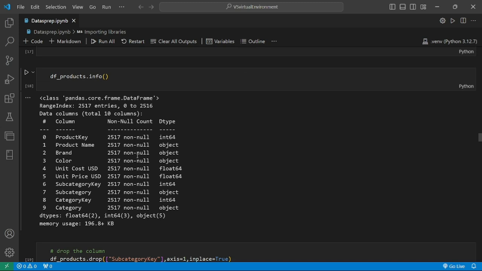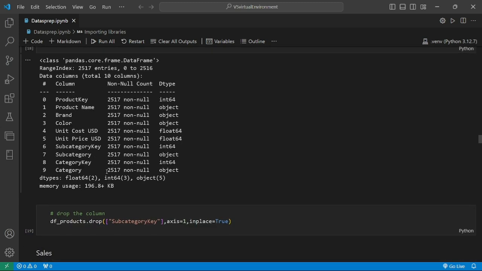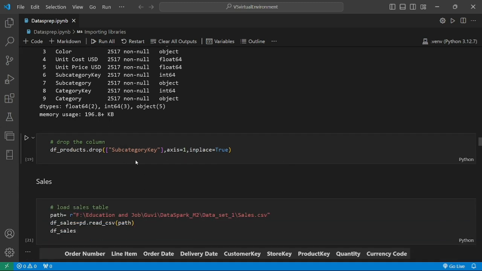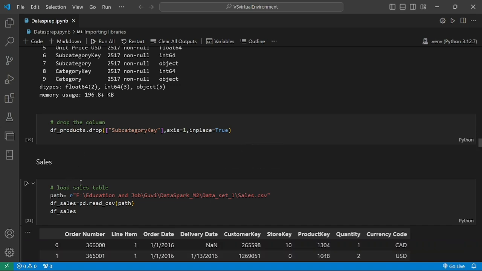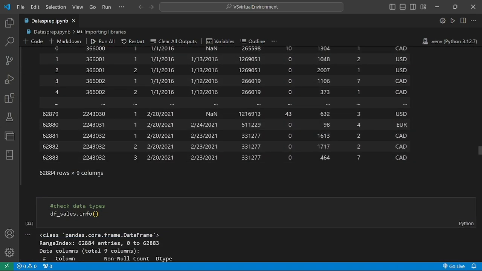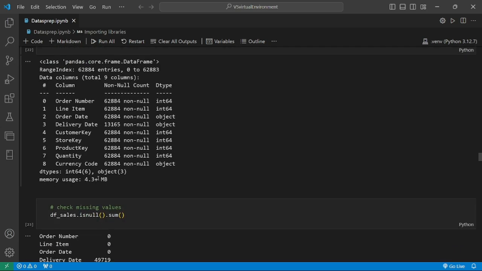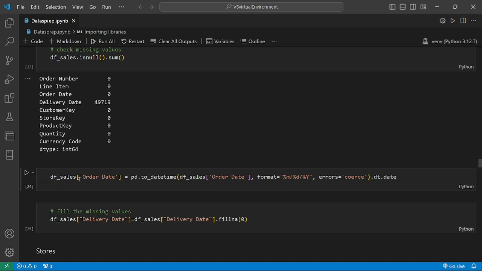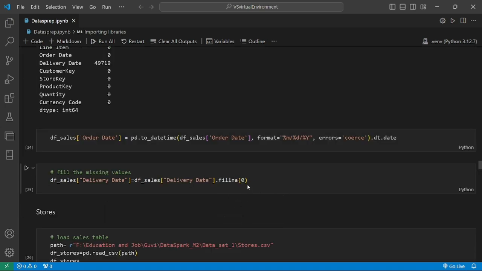You can see it changed into float. Again, I already told you the subcategory key is not necessary, so we are going to drop this. In sales also we are going to do the same. There are so many null values here. In order date we are going to change it into a date type, and in delivery code we are going to fill the other null values with 0.